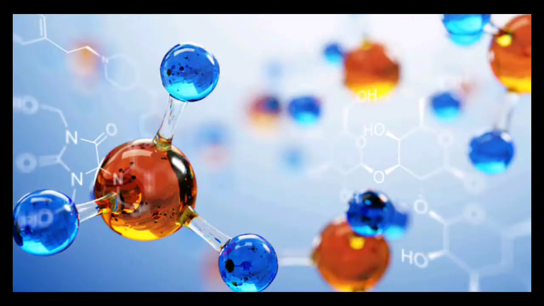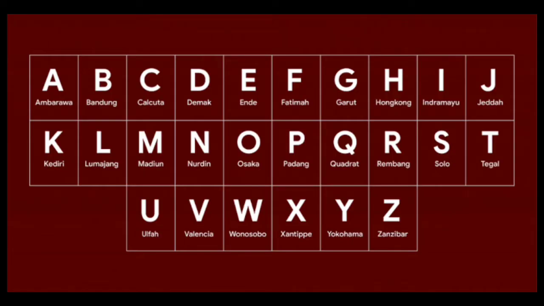I have devised a simple method on how to correlate naming inorganic compounds with English language. Now, these are the alphabets in English language. We have letter A to Z. We have a total of 26 letters in English language.